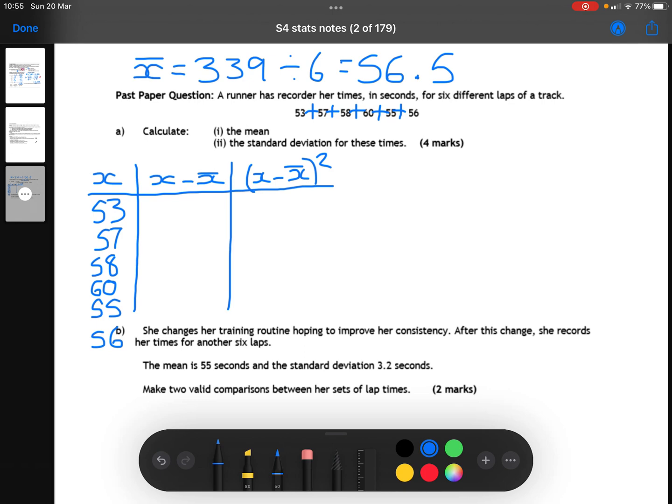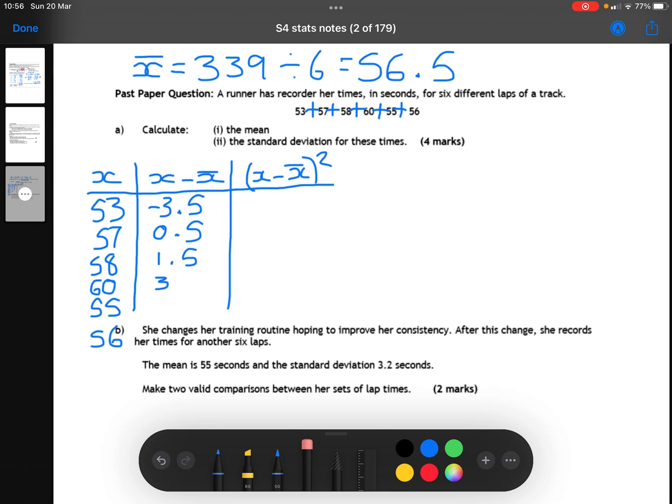Okay. So next column, we do our X value, subtract the 56.5 for our mean, so 53, subtract 56.5, we'll get negative 3.5 there. 57, subtract 56.5, that's 0.5. 58, subtract 56.5, 1.5. 60, take away 56.5, we get 3.5.